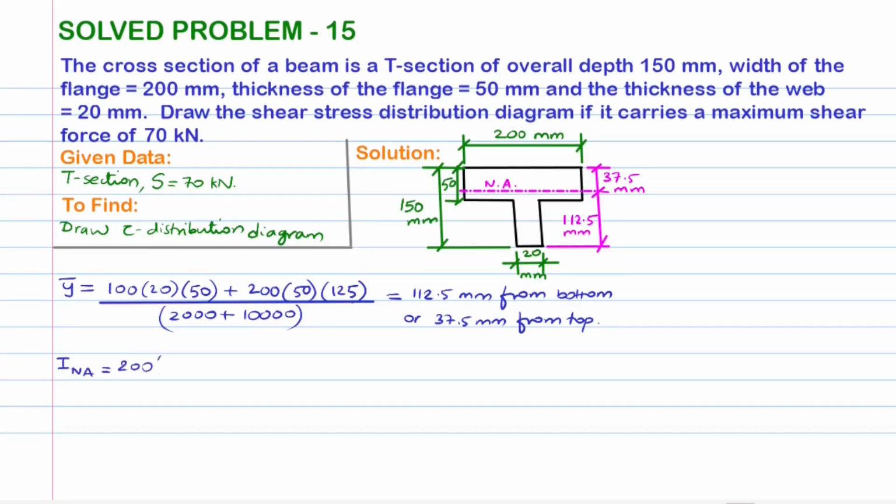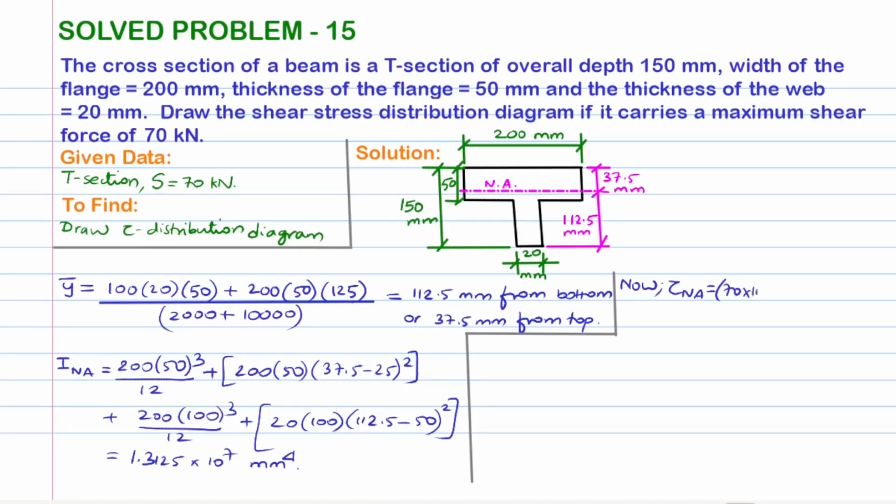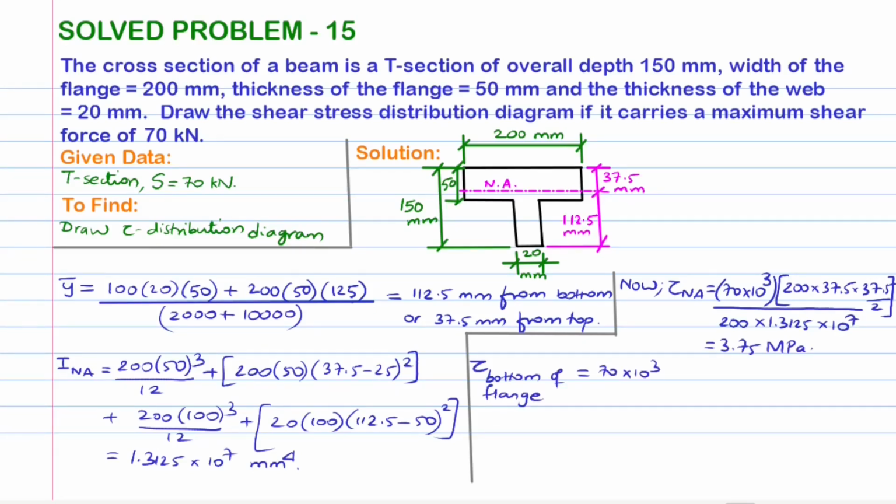The area moment of inertia about the neutral axis or centroidal axis is then found out with a value of 1.3125 times 10 to the power of 7 in millimeter to the power of 4 units. Now, from the general shear stress formula, the shear stress at the neutral axis is found out to be 3.75 megapascals. The shear stress in the layer corresponding to the bottom of the flange for a width of 200 millimeters is found out to be 3.33 megapascals.